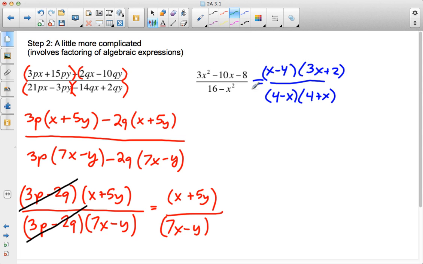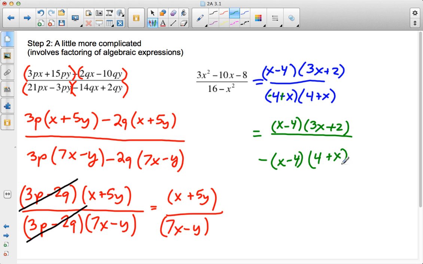However, here's what I can do. We're going to leave our numerator the same. So x minus 4 times 3x plus 2. What I can do is factor out a negative from my first term. So if I factor out a negative from 4 minus x, I'm changing that 4 and making it negative, and taking this x and making it positive. So what I then have now is x minus 4, because I've factored out a negative for my first term, and then the other one remains the same, 4 plus x.